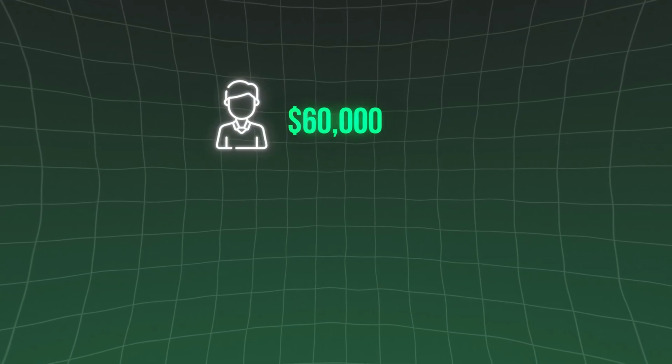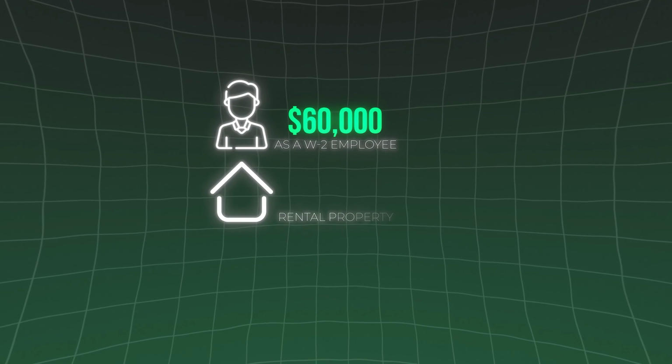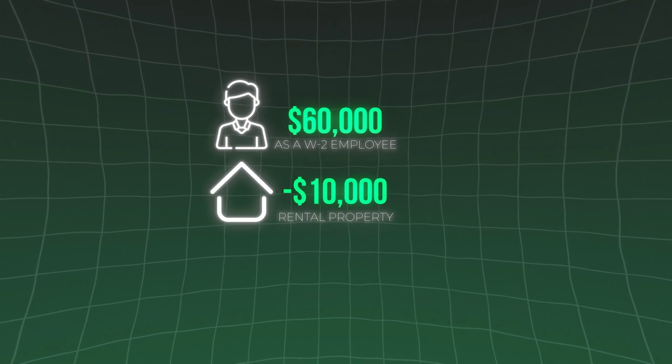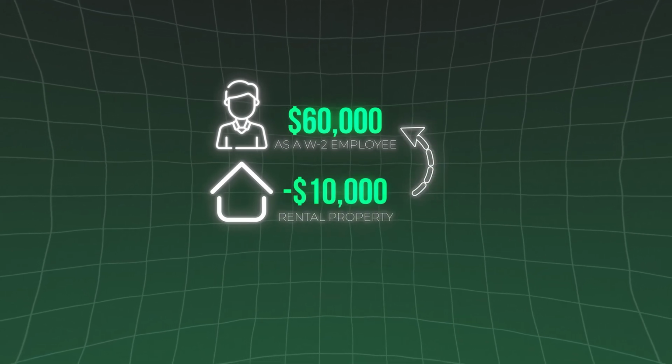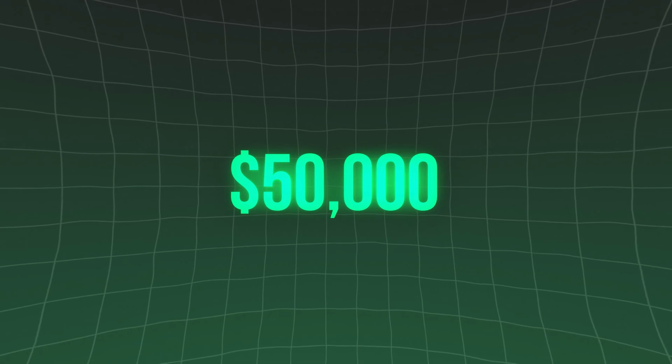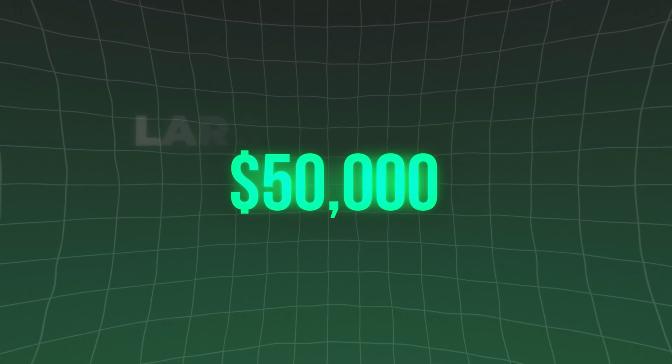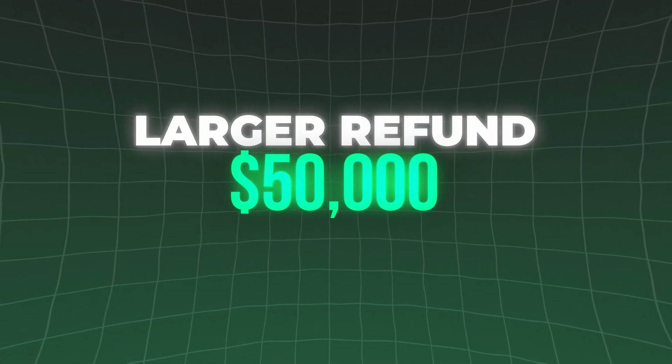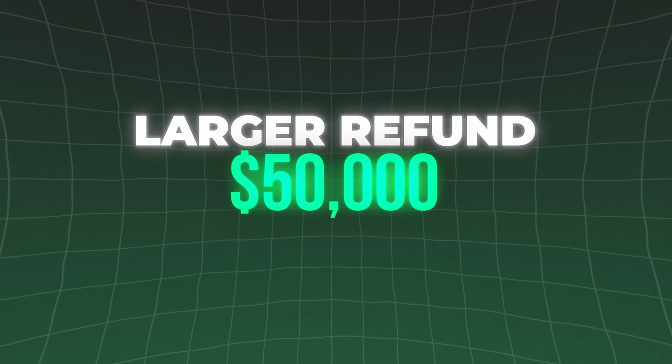For example, if you make $60,000 as a W-2 employee, but your rental property lost $10,000 on paper, you would be able to bring down that $60,000 W-2 with that $10,000 loss and only pay tax on 50 grand. So what does that mean for you at the end of the year? A much larger refund.